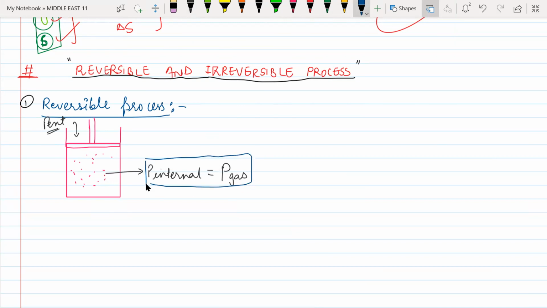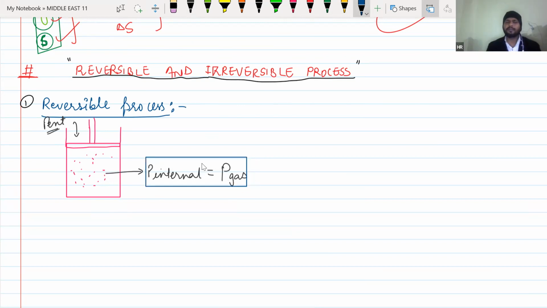The pressure inside the container will be the pressure of the gas. The pressure outside the container, if it is not moving, is atmospheric pressure. If it is moving downward, that means you are applying pressure on it, and if it is moving upward, that means pressure is applied by the gas on the container, on the piston. Is that clear, everyone? Yes, sir.